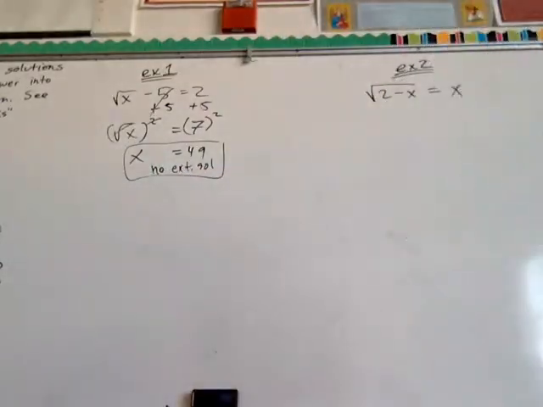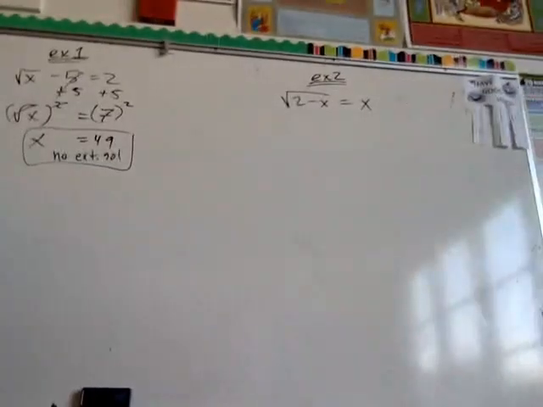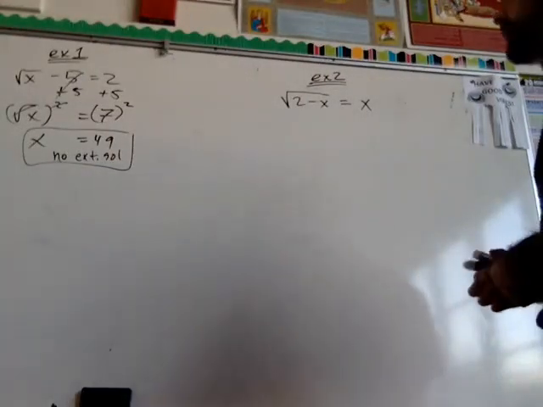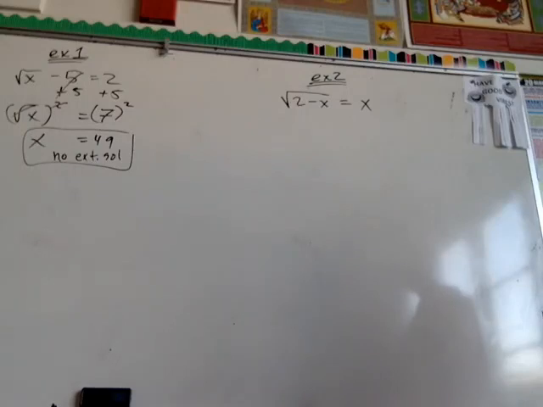All right, let's look at example number 2, our last example. And I want you to carefully work on this on your own. Let's go ahead and solve it all the way out. 2 minus x under. Yeah, you may need a hint for this. You need a hint.